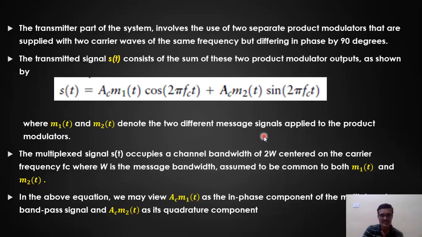Okay, which occupies the same bandwidth of, let us say, 2W, where W is the highest frequency of the two message signals M1 of t and M2 of t. So we call this Ac M1 of t the in-phase component, and Ac M2 of t the quadrature part, because it's a quadrature carrier. This is the in-phase carrier what I have here.